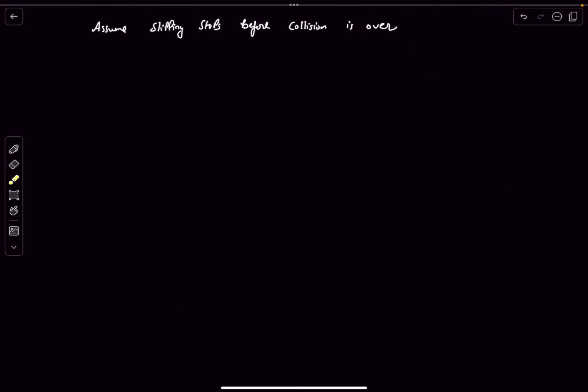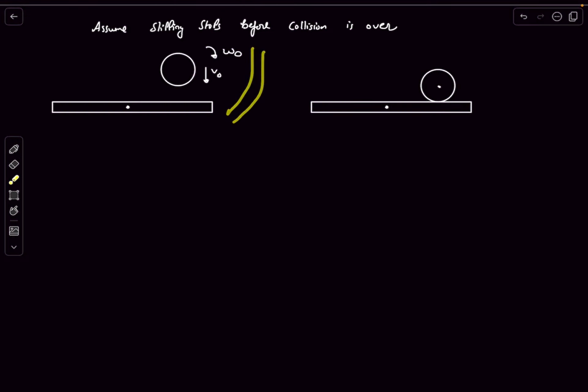For that, first let's just assume that the slipping stops before the collision is over. So basically it starts pure rolling. This is the initial situation, guys. It's falling with v0 and omega naught. We assume that finally the sphere gains a horizontal velocity of v2 and its angular velocity is some omega 2. We are talking about t equal to t star here, when rolling starts. If rolling starts, we can easily say that v2 will be equal to r times omega 2 because of the rolling condition. Now let's try to figure out v2 and omega 2.